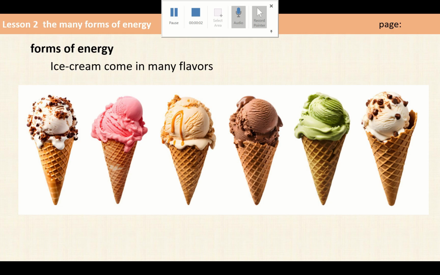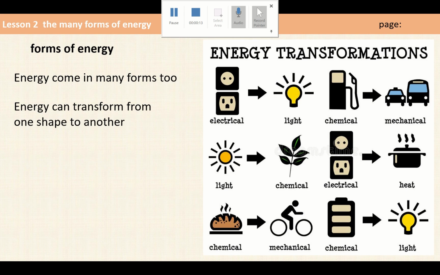So, from the video, we saw that just like ice cream, energy comes in different forms. For example, energy can be electrical, or light, or chemical, or mechanical. Now, energy can also transform from one shape to another.